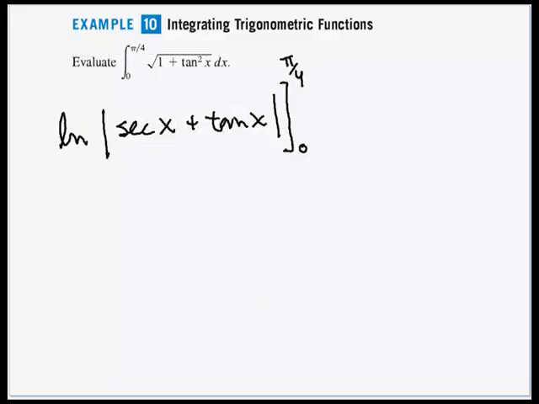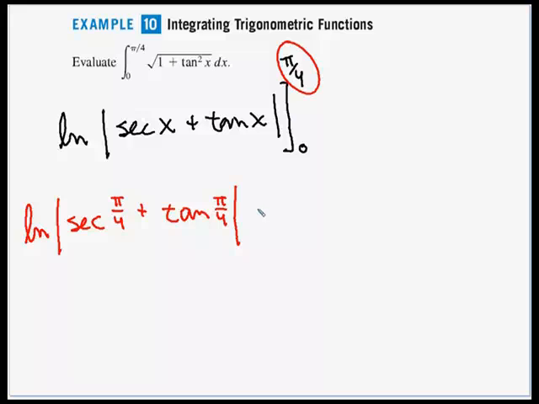So let's evaluate. Plug in our upper limit. 1/4 pi goes in for both x's. So our first term is going to be the ln of the absolute value of secant 1/4 pi plus tan 1/4 pi. And then we will subtract when we run our lower limit through. The natural log of the secant of 0 plus the tangent of 0.